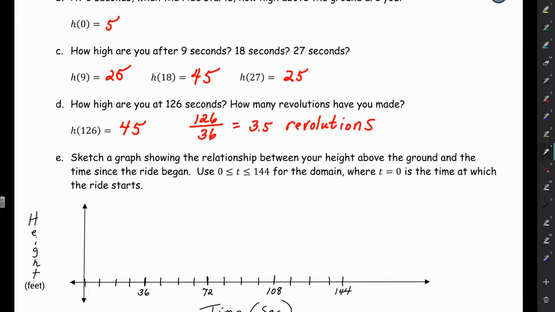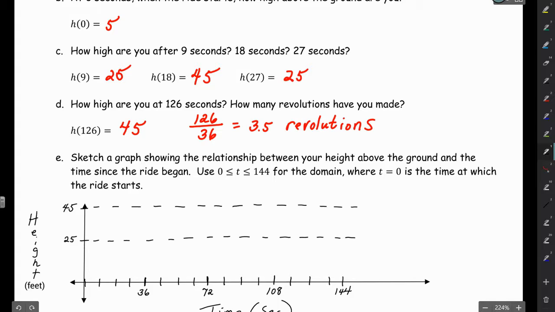Our Ferris wheel center happens at the value of 25. I'm going to do a dashed line just to represent that center. The distance from the center we know is 20. The maximum happens at 45. Do a dashed line as a guideline for me where the top of my curve will be. And 25 minus 20 is 5. That's the minimum value of the height of the Ferris wheel. And we'll again do a dashed line to represent that minimum value.